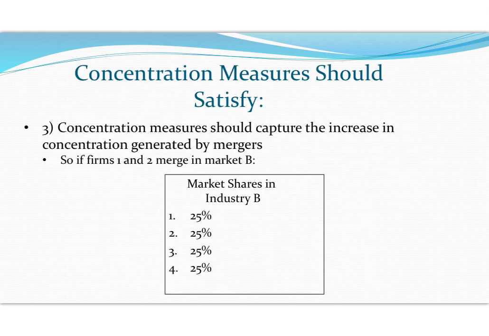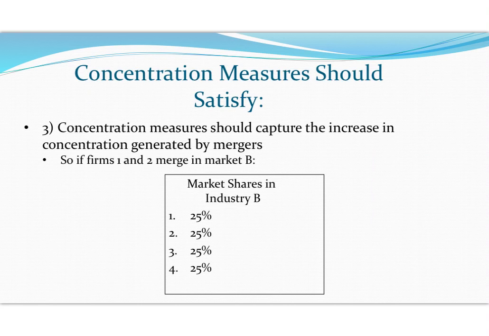Okay, third property. Concentration measures should capture the increase in concentration generated by merger. So here's market B. What if firms 1 and 2 merge? Now, concentration measures are used extensively by the Department of Justice and a bunch of other government agencies in evaluating mergers. When we do the merger module later in the term, we will come back to that and talk about how these concentration measures are actually used, but that's one big way these are used.